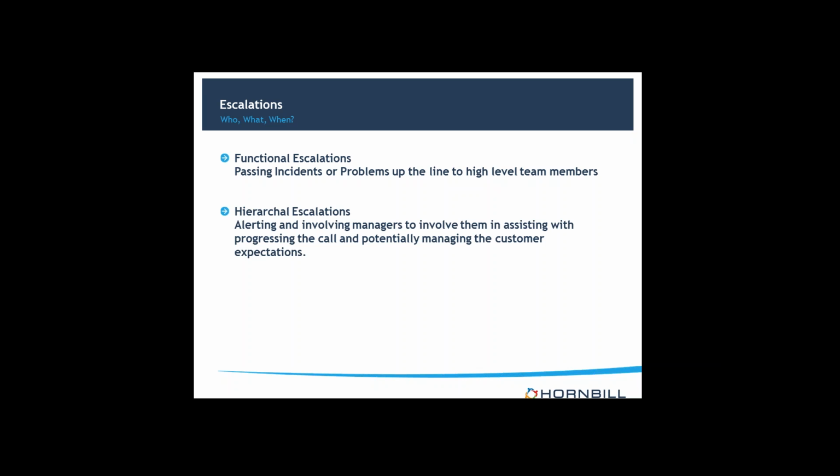The other type of escalation we have is hierarchical escalations. So when we need to get senior members of staff involved, or make sure that account managers or service delivery managers are aware that there's an issue, so that we can get involved in progressing that and make sure that it's controlled properly. Making sure that customer expectations are managed, so that we can deal with that in that way.